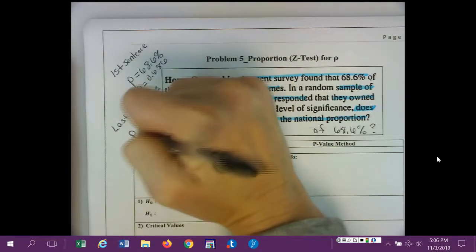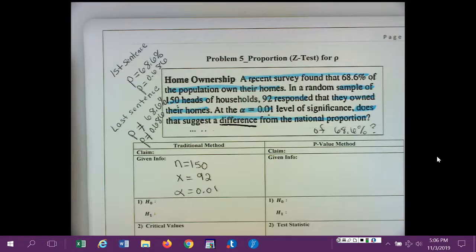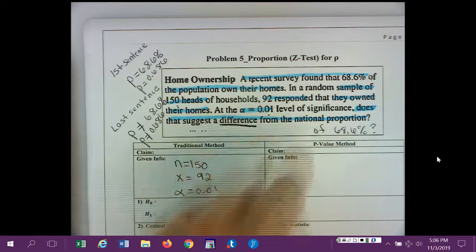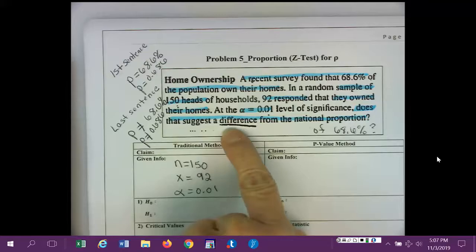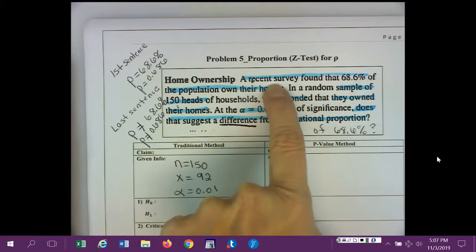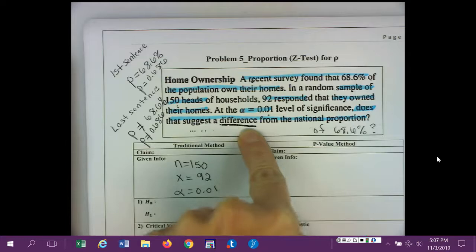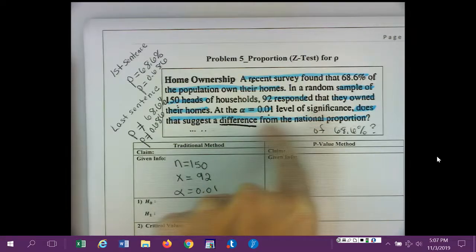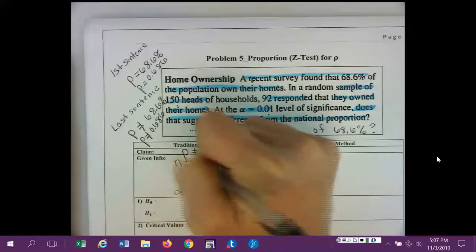So rho no longer equals 0.686. And we have to say, well, the sentences are opposite each other. One's the null, one is the alternative, and one is the claim. This has to be the claim because they are asking us this question, does this suggest a difference? It does not say, does this suggest that the statement holds true that it is 68.6%. It says, does it suggest now a difference, no longer equal to 68.6%. So the claim is rho does not equal 0.686.